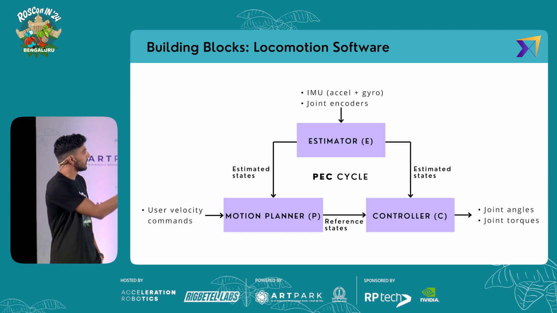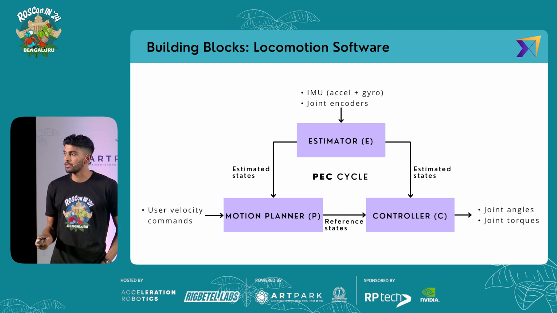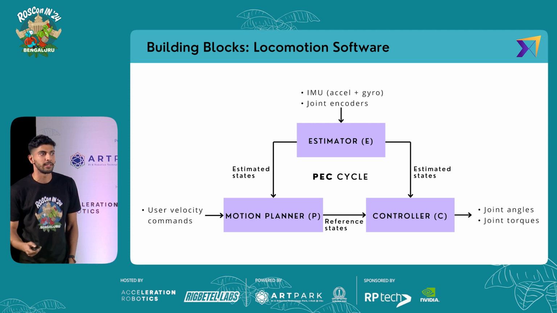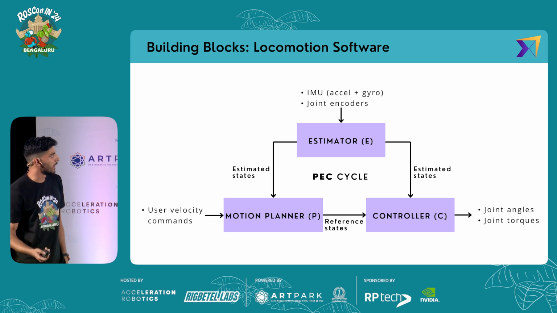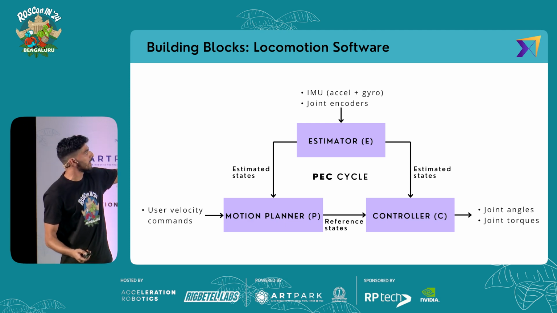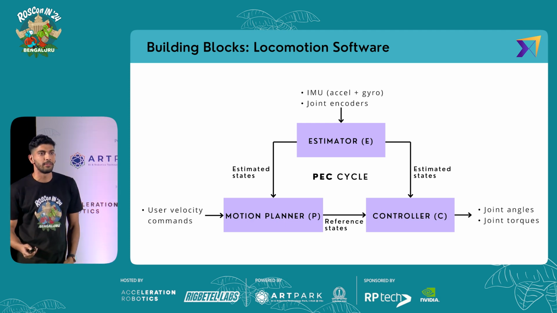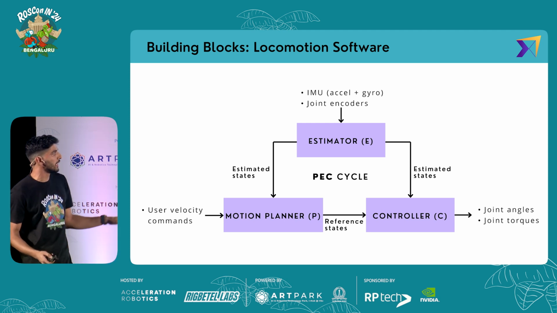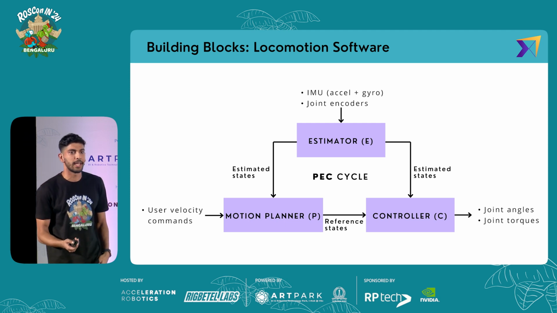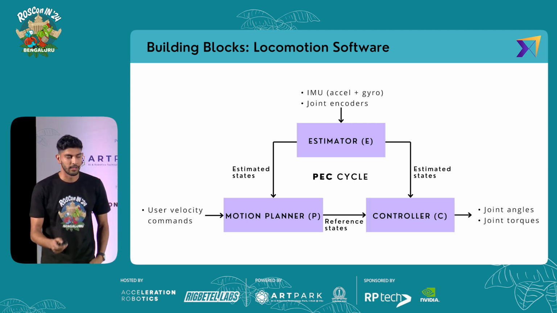Both the planner and the controller make use of the estimator, which tells what the current state of the robot is, the state being, let's say, the velocity, the orientation, and the position of its limbs. That estimator makes use of the proprioceptive data, which is the IMU, the accelerometer data, the gyroscope data, and the joint encoders. This is what we will refer to in this presentation as the PEC cycle, the planner estimator controller cycle.